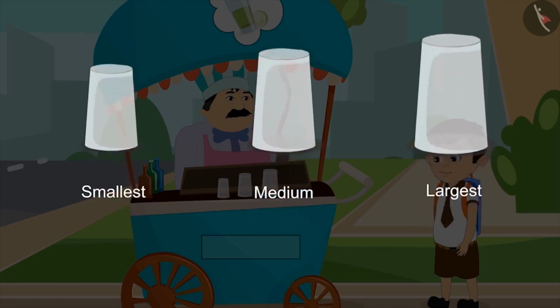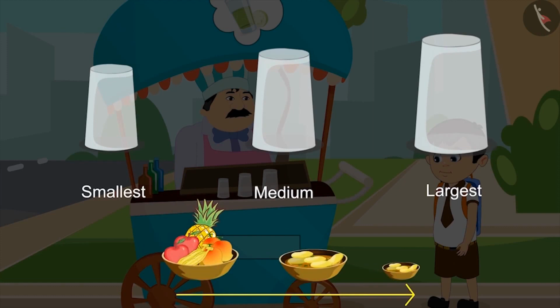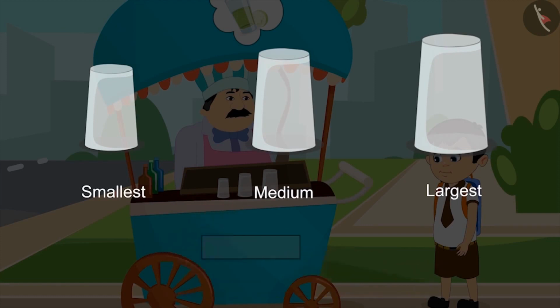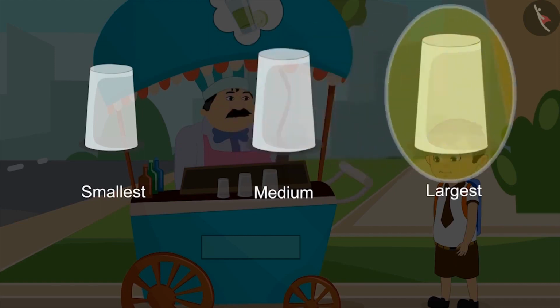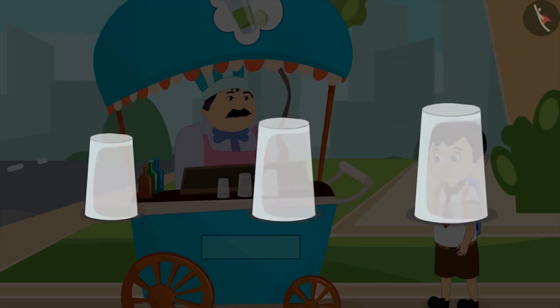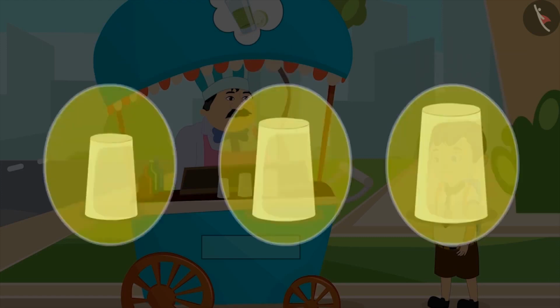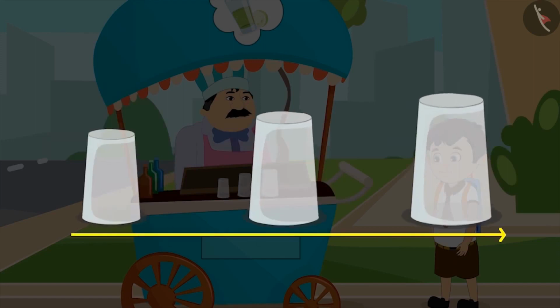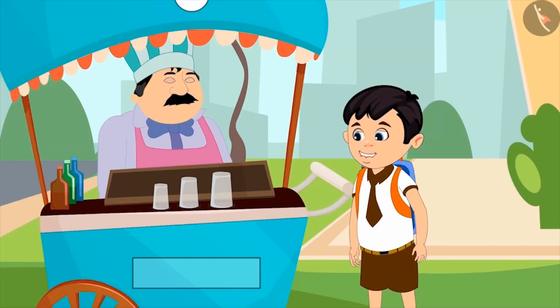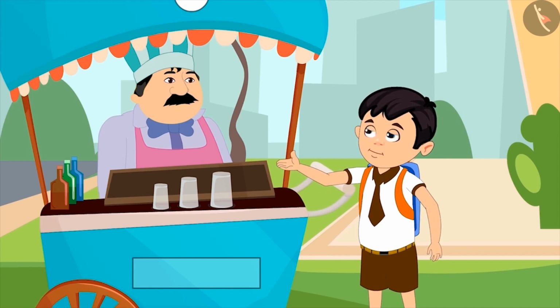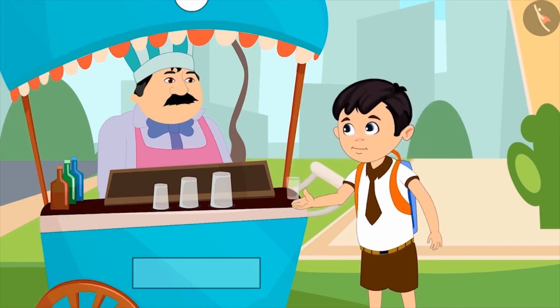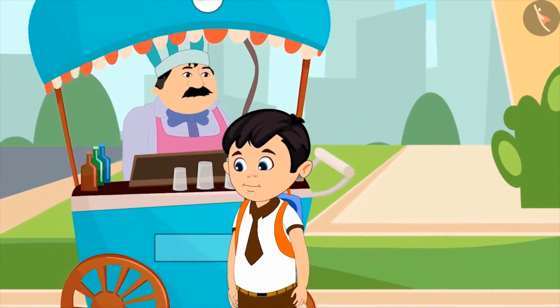Yes, you guys are absolutely correct. Like the bowls, these glasses are also placed in an order. Starting from the left, the smallest glass is kept first, followed by the medium-sized glass, and at the end, the largest glass is kept. This means that all the three glasses, depending on their size, are placed in an order from small to large size. Do you understand? Chotu gets tempted and asks the lemonade vendor for a small glass of lemonade. Then he quickly drinks lemonade and leaves for school.